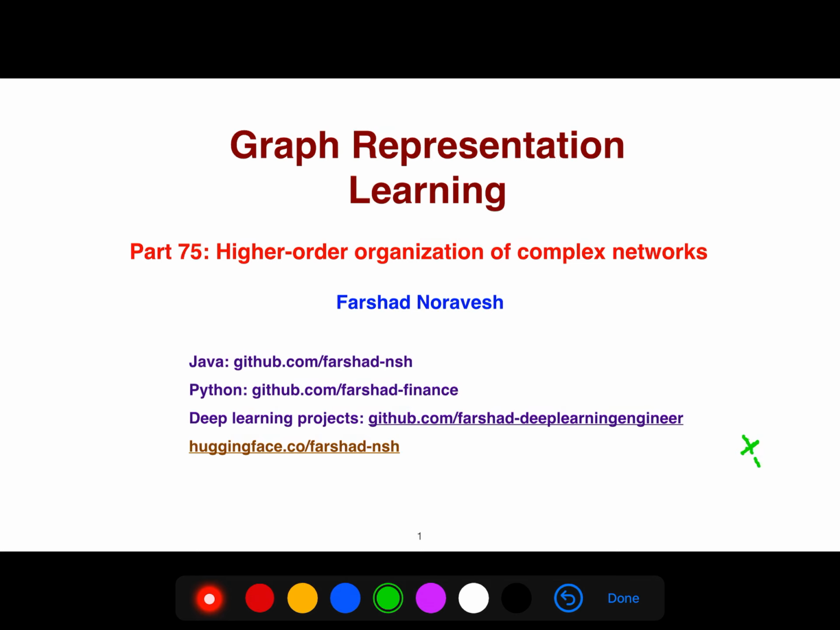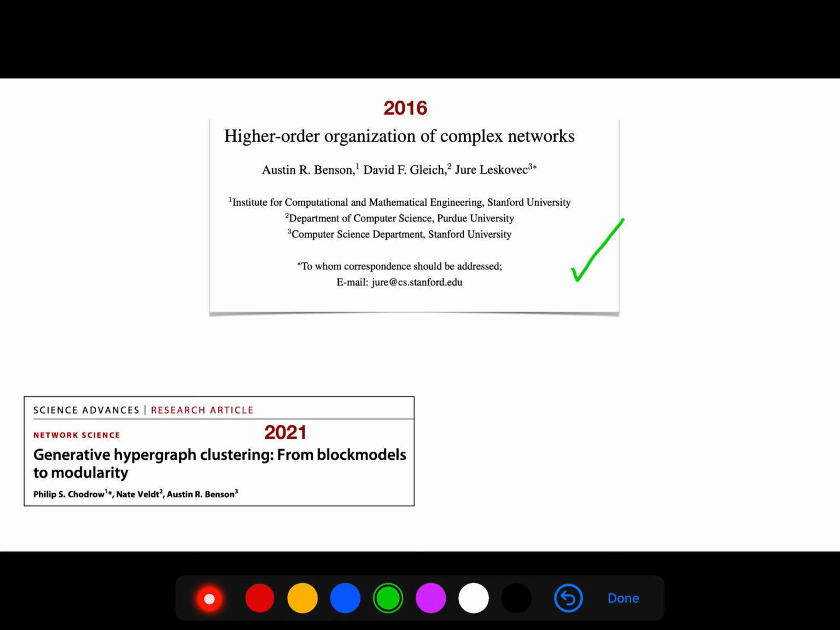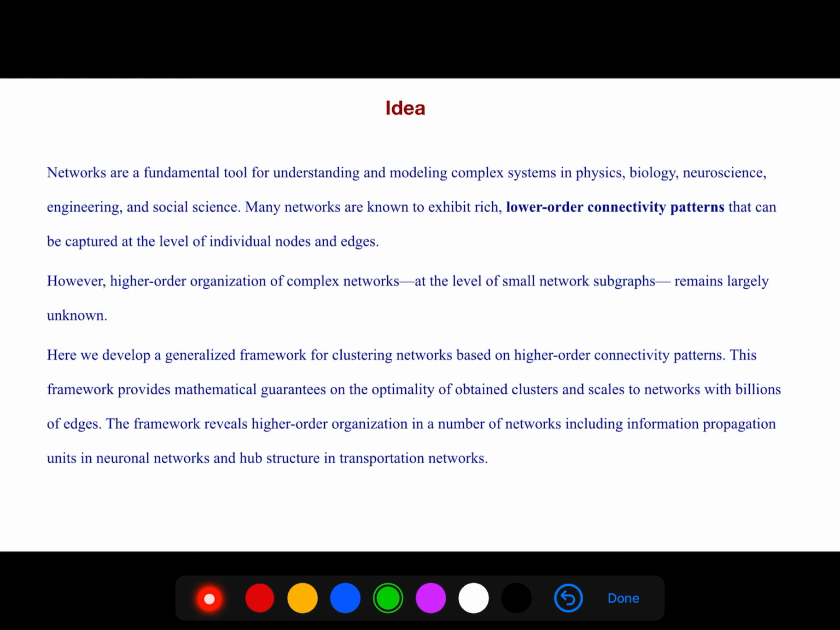Alright, so in this video I'm going to be explaining another important article with the title Higher Order Organization of Complex Networks. This paper is from 2016 from Stanford. Networks are a fundamental tool for understanding and modeling complex systems in physics, biology, neuroscience, engineering, and social science. Many networks are known to exhibit rich lower-order connectivity patterns that can be captured at the level of individual nodes and edges. However, higher-order organization of complex networks at the level of small network subgraphs remains largely unknown.